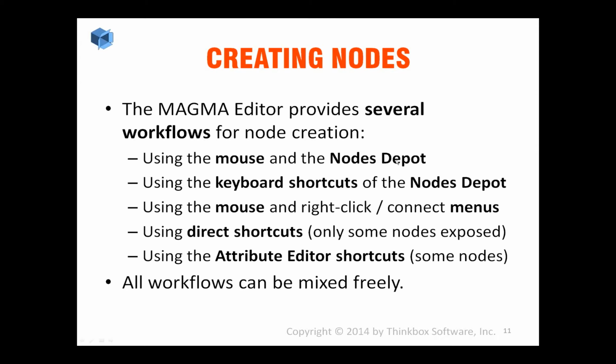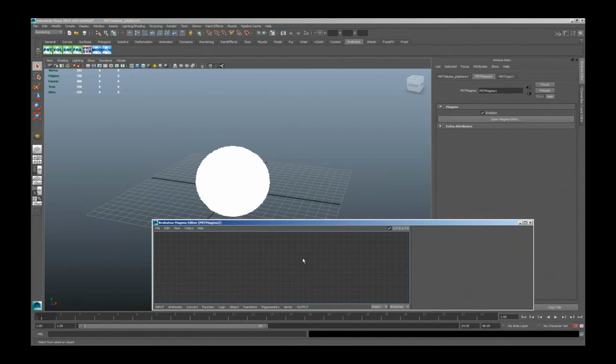We can create them with the mouse, just clicking around the node depot. We can use the keyboard shortcuts in the node depot. We can use the mouse and right-click menus, the quick shortcuts, which are available for some of the nodes, but the most important ones at least. And some of the attribute editor parameters pop up with additional shortcuts that let you create new nodes and insert them into the existing flow. And you can mix all these workflows. Let's take a look at them and see how fast they operate, because some are better than others.